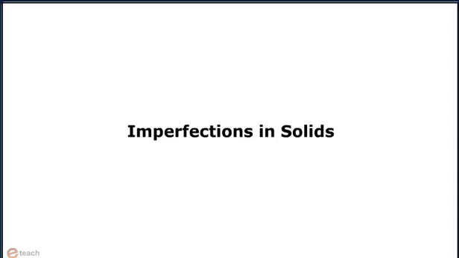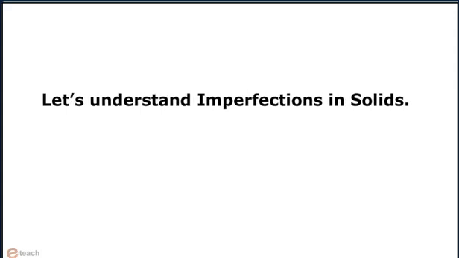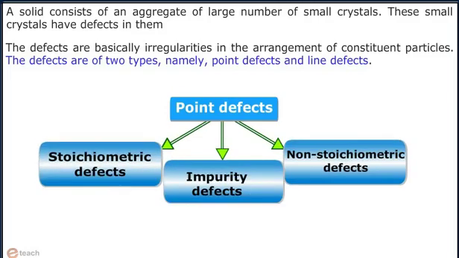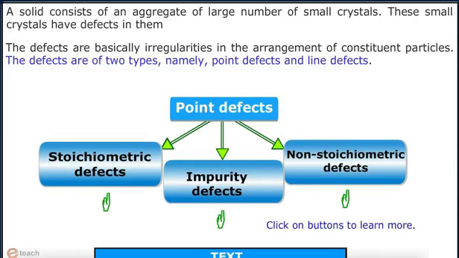Imperfection in solid. Let us now understand imperfection in solid. A solid consists of an aggregate of large number of small crystals. These small crystals have defects in them. The defects are basically irregularities in the arrangement of constituent particles. The defects are of two types, namely point defects and line defects. Point defects are of three types: stoichiometric defects, impurity defects, and non-stoichiometric defects.